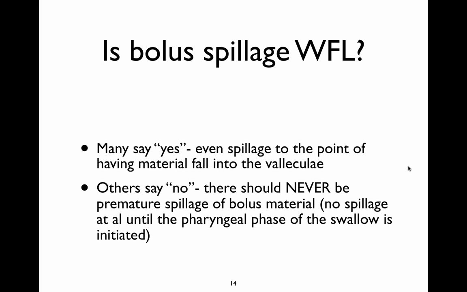Other clinicians and professionals say, no, there should never be premature spillage of bolus material. In other words, no spillage at all until it's time for the pharyngeal phase of the swallow to begin. The reasoning behind this second position is that if there is spillage before the pharynx and the larynx are essentially ready for the bolus to pass by, that exposes the person to penetration or aspiration, terms that we'll talk about soon, and thus is not something that should be considered part of normal functionality.